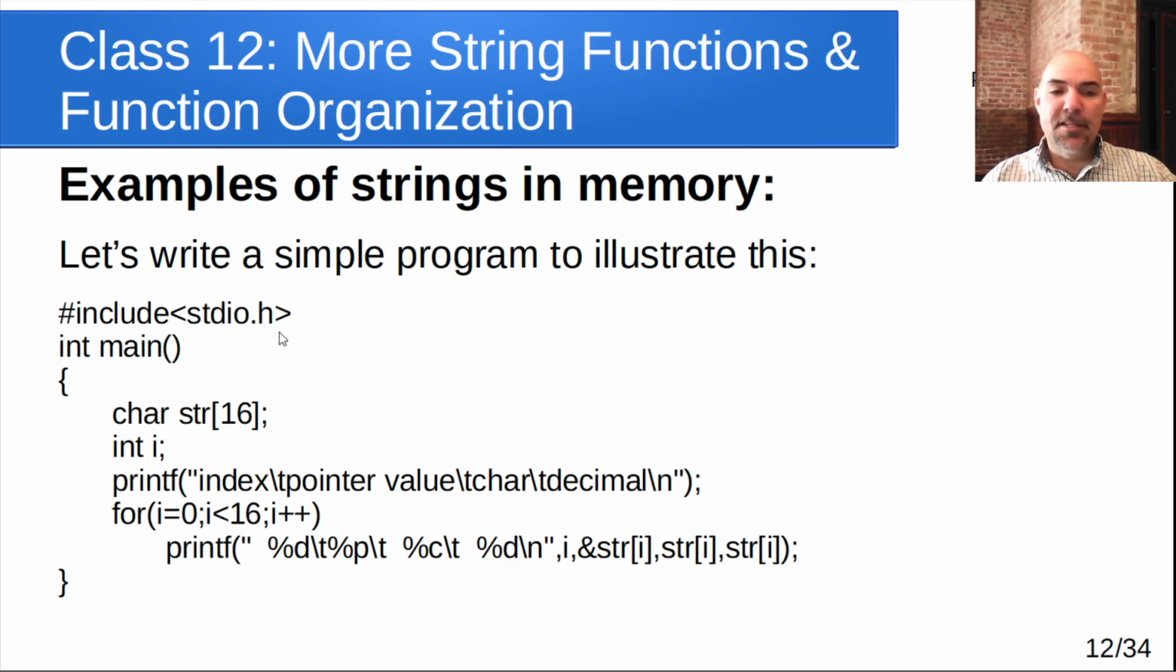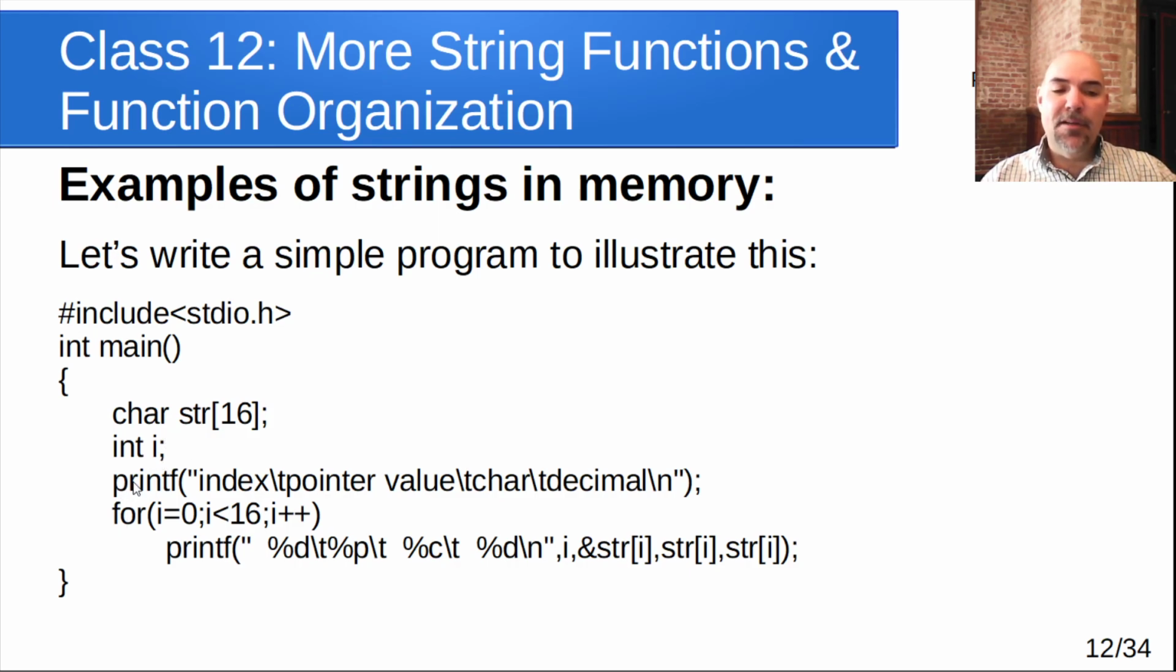So we're including that to get that header, or that function prototype, in that header file. And here's my main function, which is where the program starts up. Down here, we made a character array of 16 bytes, just like we did in the first example, but notice I did not initialize it. I have int i, also not initialized.